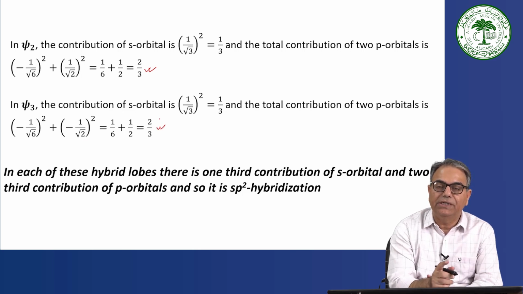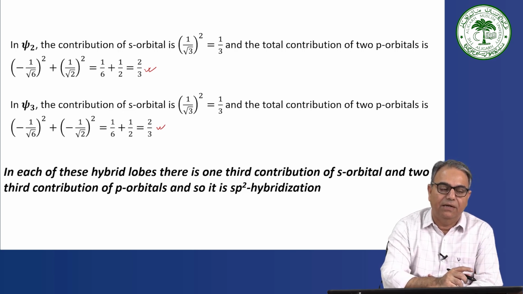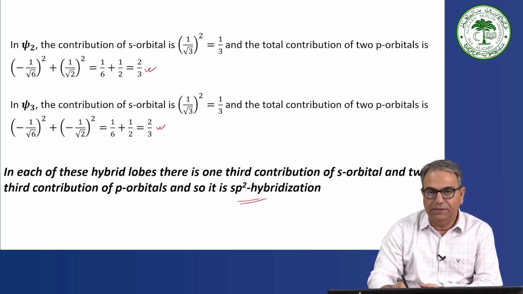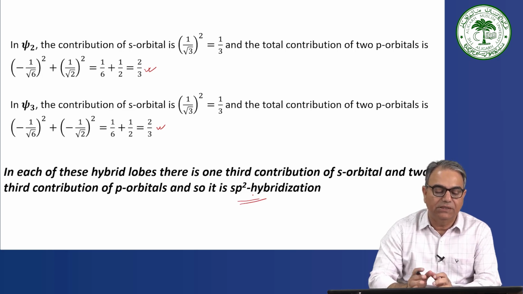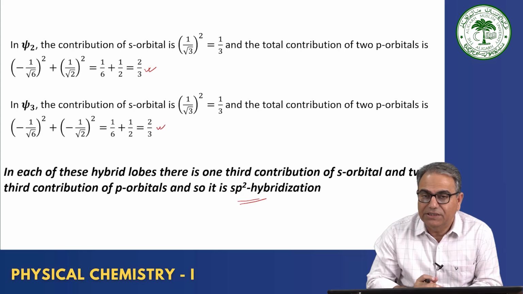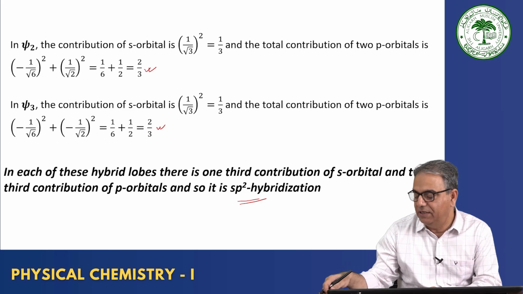So you see that in every hybrid lobe, you have 1/3 contribution from the psi s orbital, and 2/3 contribution from the p orbital, and that's why it is an sp2 hybridization. Okay. So we proved that these equations represent sp2 hybridization. The next goal is to find out the angle between the hybrid lobes. That we know is a 120-degree angle, but how can we know it quantitatively?